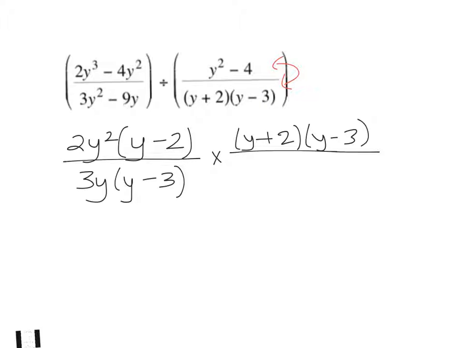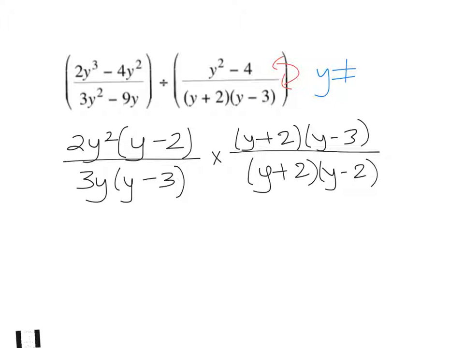Okay, and then I have y squared minus 4, which is what? Y plus 2 times y minus 2. Perfect. Okay, now this is actually a great time to do your non-permissibles, even though it's not at the end of the problem yet, because it's all clean.